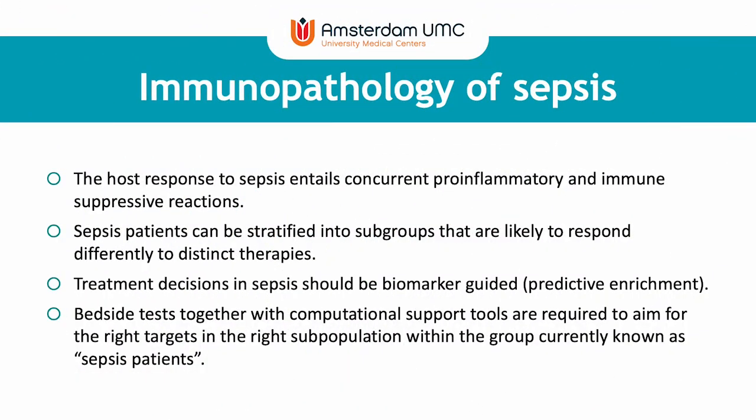I've come to the end of my talk. What I've tried to tell you is that the host response to sepsis includes concurrent pro-inflammatory and immune suppressive reactions that were initially triggered as part of an adequate immune response to an infection. Sepsis patients can be stratified into more homogeneous subgroups that are likely to respond to distinct therapies in different ways. And you can use several tools to make these stratifications of patients with sepsis, including biomarker profiles and omics techniques. In the future, treatment decisions in sepsis should be biomarker guided.